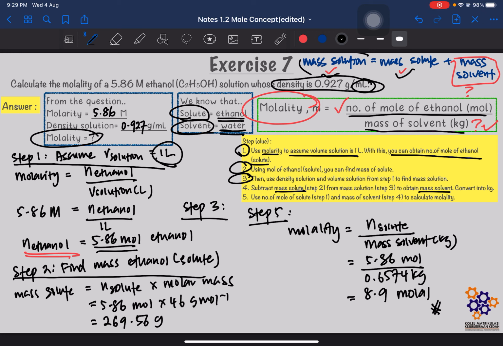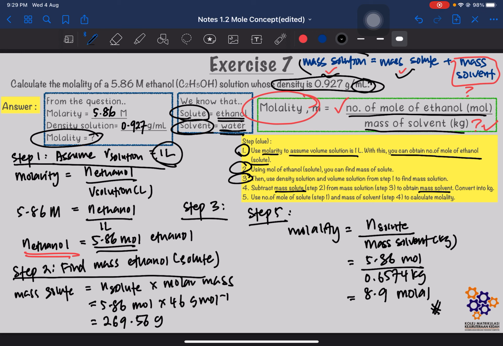Okay, so this is the answer for this question. Remember that bila korang nak jawab soalan macam ni, you need to know the step first. Apa yang korang nak cari sebenarnya? So in this case, kita bentangkan apa yang soalan ada. We need to extract the information from the question. We need to know which one is solute, which one is solvent, and we need to know the formula for the concentration that we need to find. So in this case, molality.